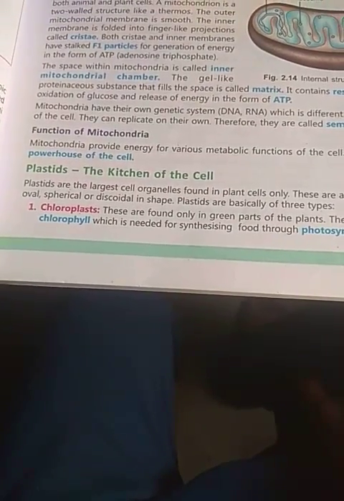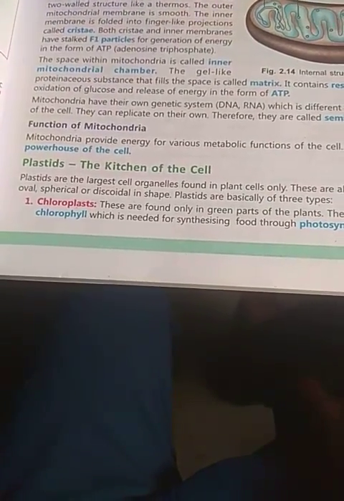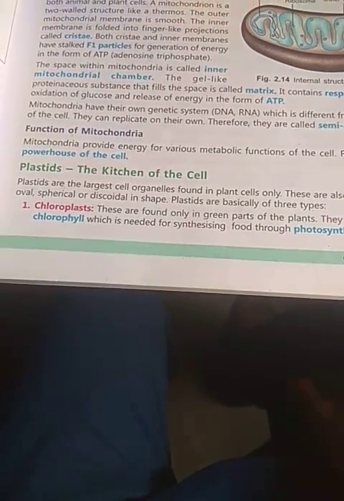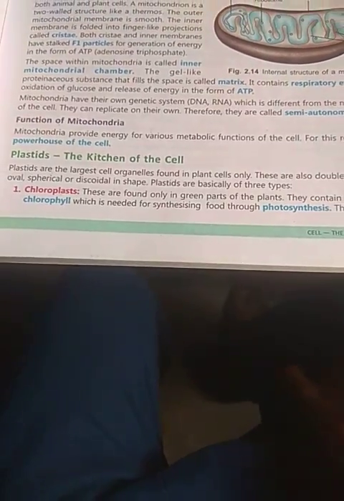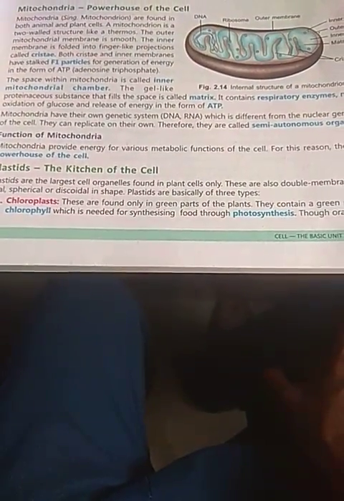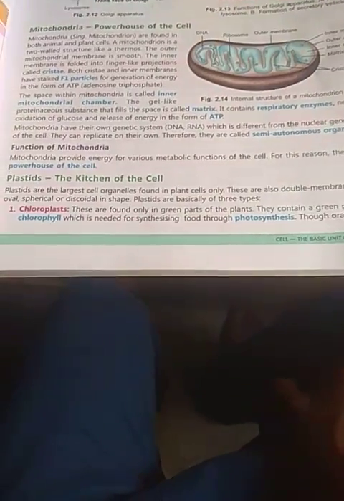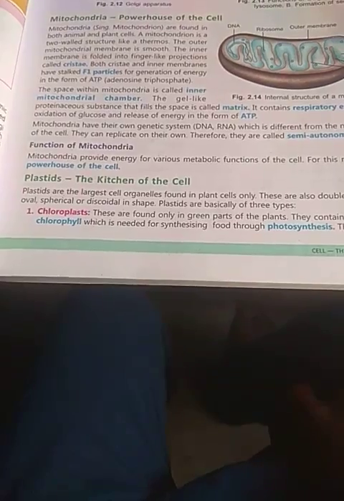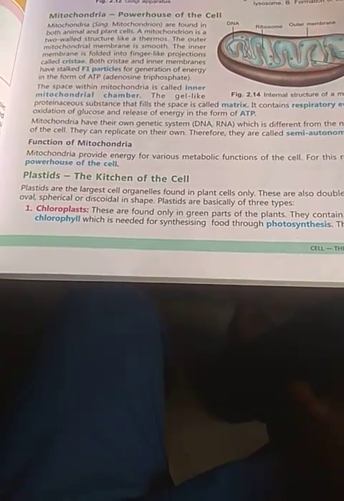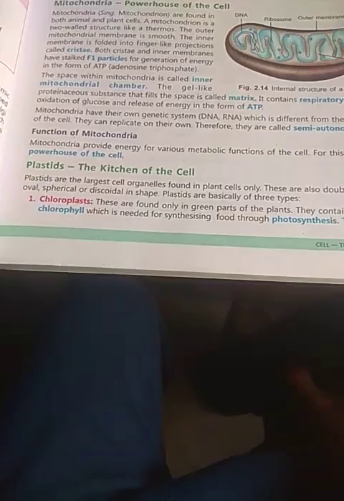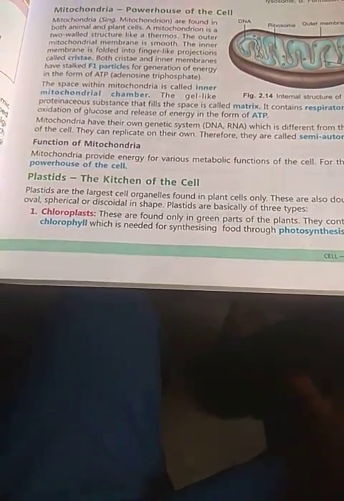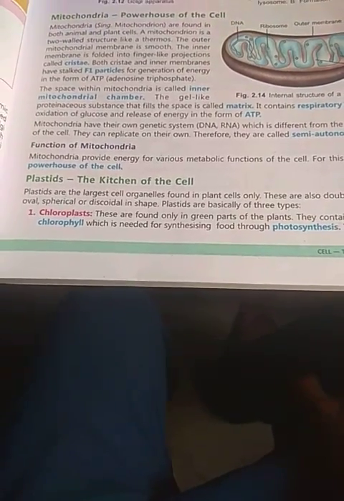The space within the mitochondria is called the inner mitochondrial chamber. The gel-like substance filling this space is called matrix. It contains respiratory enzymes. Oxidation of glucose releases energy in the form of ATP. They produce energy with the help of glucose, and this energy is stored in the form of ATP.